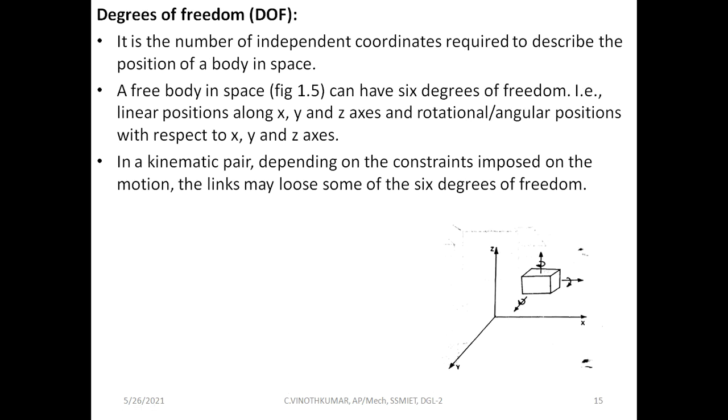Next, degree of freedom, the main important one. It is the number of independent coordinates required to describe the position of a body in space. A free body in space, figure 1.0, can have 6 degrees of freedom. That is linear positions along x, y and z axis and rotational angular positions with respect to x, y and z axis. In a kinematic pair, depending on the constraints imposed on the motion, the link may lose some of the 6 degrees of freedom.